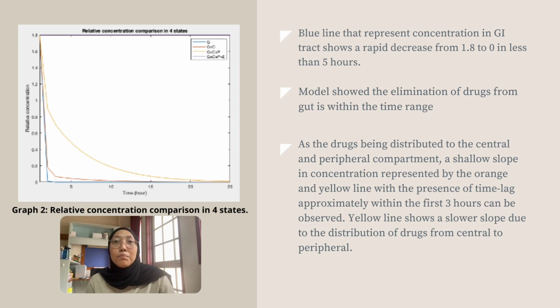And as the drug is distributed to the central and peripheral compartments, a shallow slope in concentration, represented by the orange and also the yellow line, with the presence of a time lag can be observed from the graph. The time lag is due to the impact of the elimination from central to peripheral, and as we can see, the yellow line shows a slower slope due to the distribution of the drugs from central to peripheral in order for them to reach a steady state.